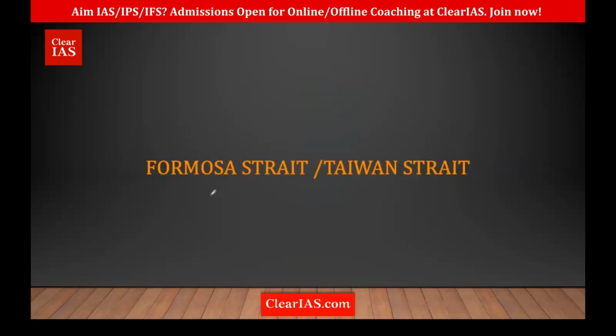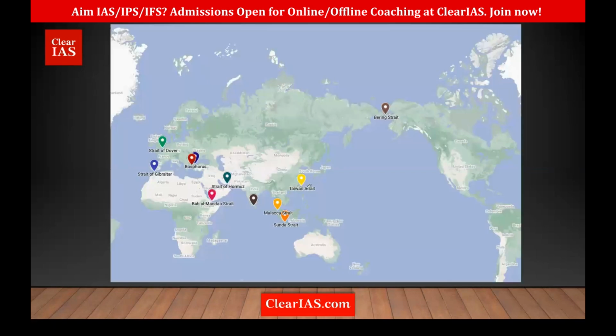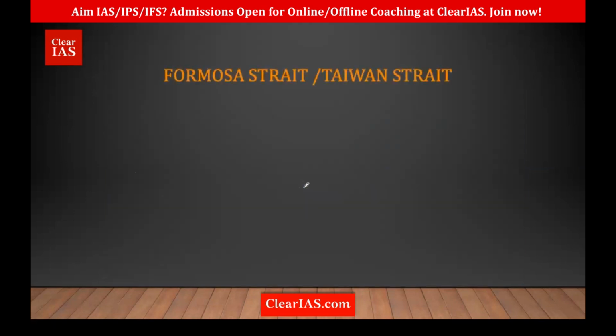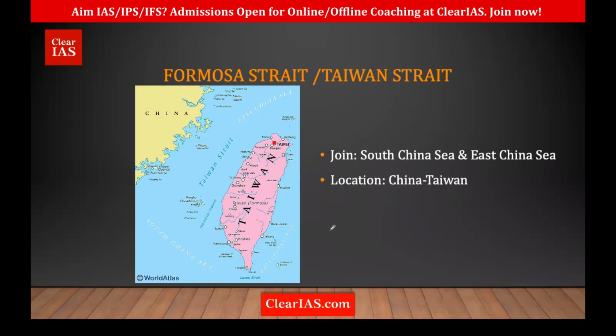Next is the Formosa Strait, also called the Taiwan Strait. We studied the east. You can see here, the Taiwan Strait is toward the east of China. It connects the East China Sea and the South China Sea. You have the East China Sea on top and the South China Sea at the bottom. It is located between China and Taiwan. Taiwan is here and China is here.